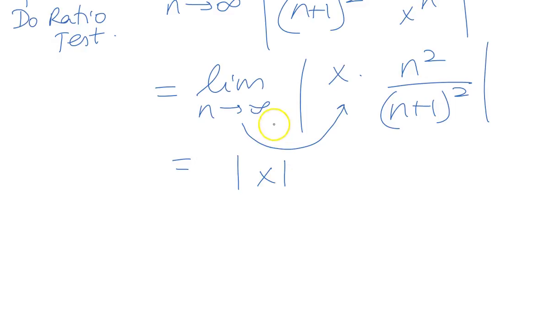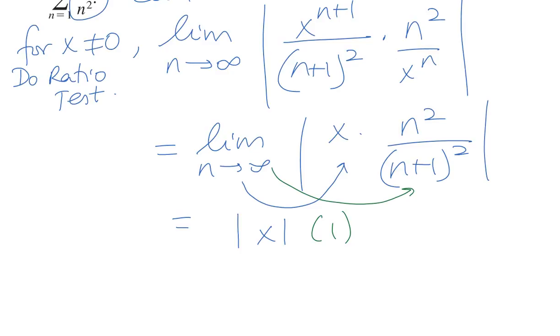Now tell me, what is the limit of n squared over (n plus 1) squared? Alright guys, the power in the numerator is 2. If you did mental expansion, the power in the denominator is also 2. As n goes to infinity, they both have the same powers. That limit is going to be 1. So what we are going to end up seeing is the limit of the ratio is exactly equal to absolute value of x.